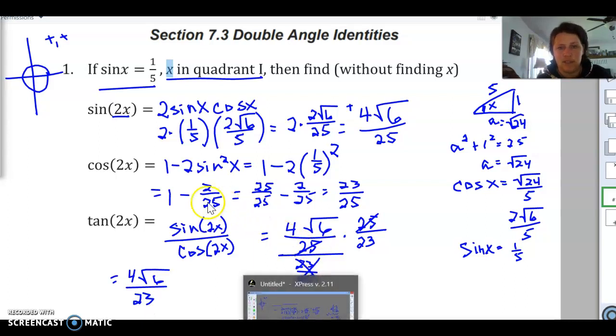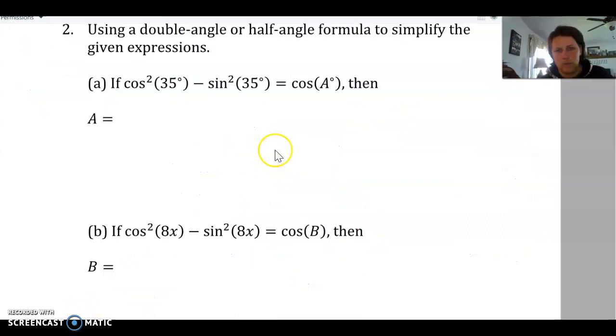I'm going to pause for a second and move on to example 2. Example number 2 is just wanting you to use those formulas that you're given. So use a double angle or half angle formula to simplify the following expressions. So cosine squared of 35 minus sine squared of 35. Well, if you look at your sheet, you can see that that is equal to the cosine of 2A.